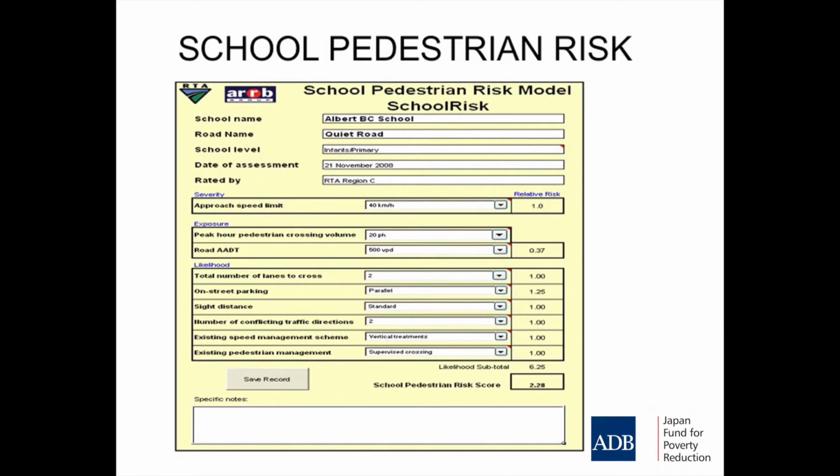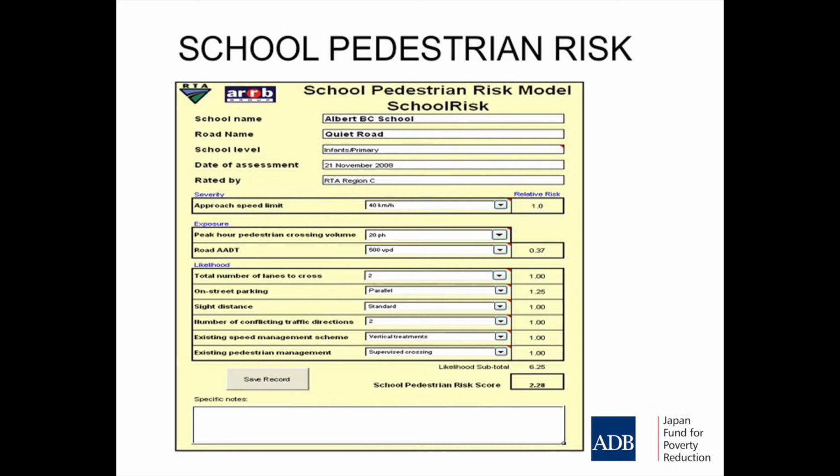Here's another one. This is called Pedestrian School Risk. This is produced by ARRB. This is hard to see, and you don't need the detail. But here, the speed is identified. This is the exposure to risk, which is the number of vehicles and the number of pedestrian volumes, and you get a different number for each. And then there's the likelihood of a crash occurring with a number of the criteria.